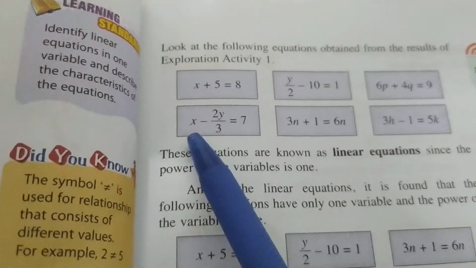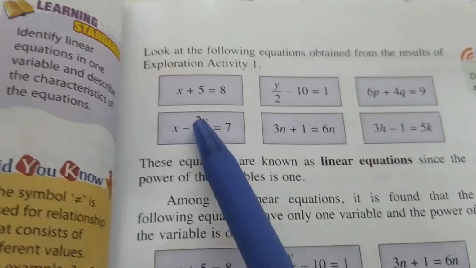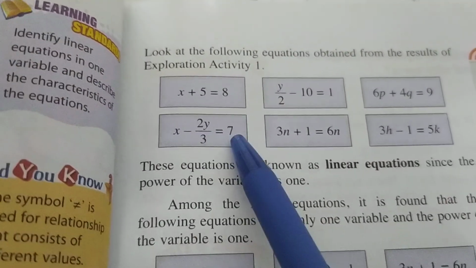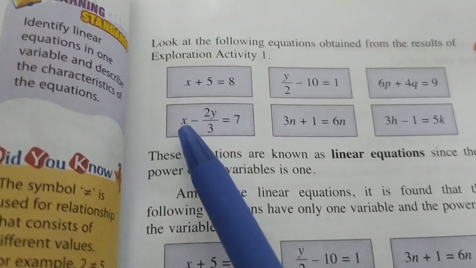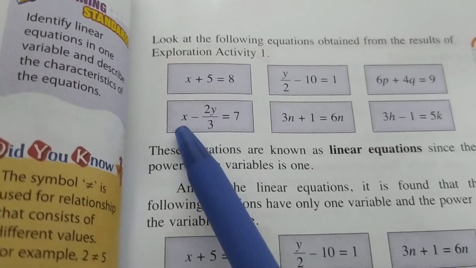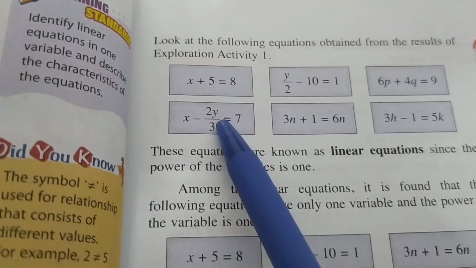Same like here, x minus 2y divided by 3 equal to 7. We have two variables here, which are x and also y. Then the power of x and y is power of 1.